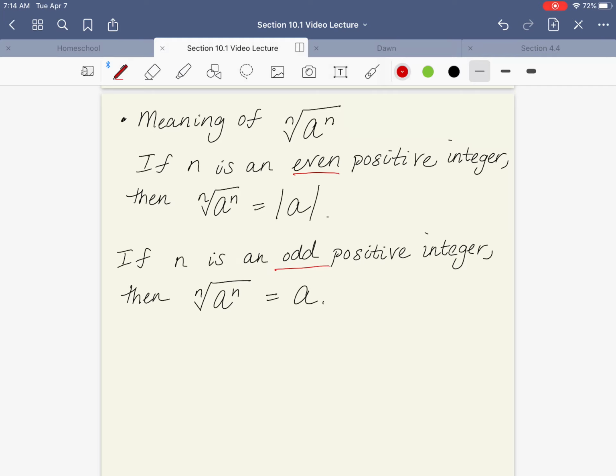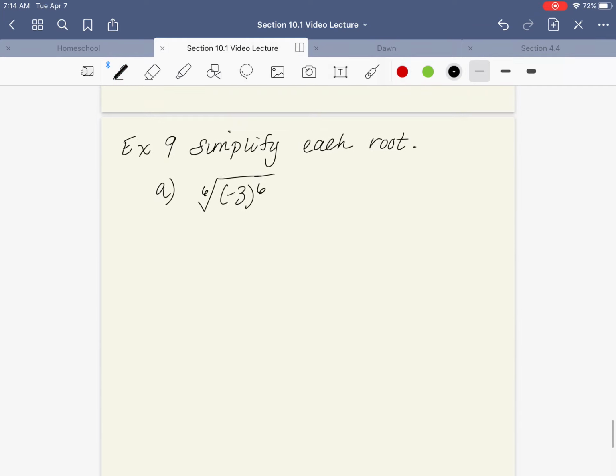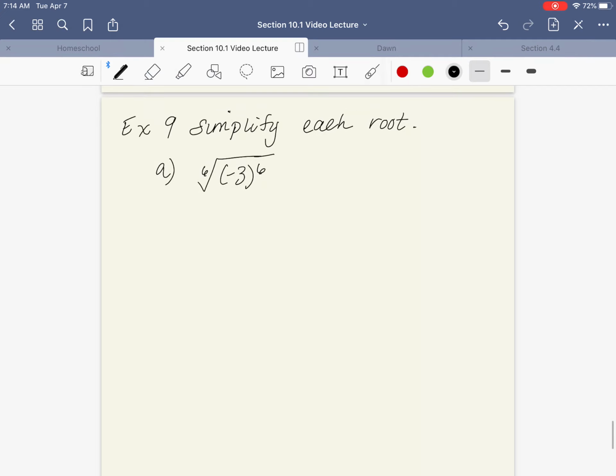All right, let's look at some examples. All right, so we want to simplify the 6th root of negative 3 to the 6th power. Here, our root is even. So this is equal to the absolute value of negative 3, which is 3.